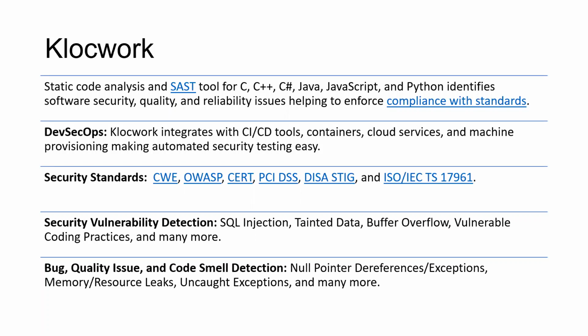So as I was mentioning, Clockwork has 1,500 plus unique checkers for C++ alone to detect all possible vulnerabilities in your source code. Apart from that, we do support Java, C#, Python, and even now JavaScript is also supported.